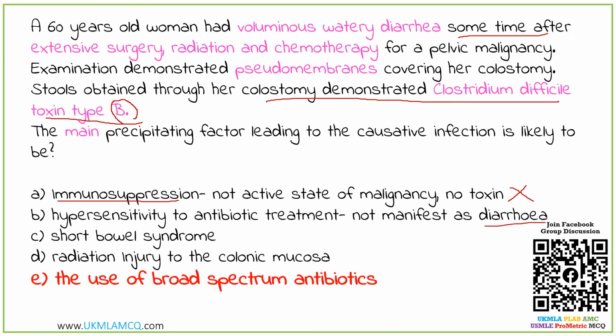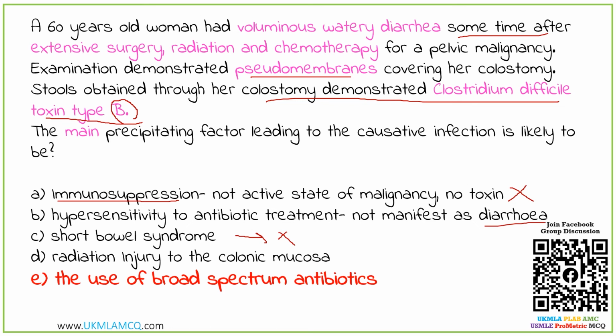Short bowel syndrome is defined as the inability to maintain nutritional, fluid and electrolyte homeostasis while consuming a normal healthy diet following a bowel resection. Of course, it can lead to malabsorption diarrhea, but here we are clearly given the classical history and we are given the diagnosis such as pseudomembranous colitis, and they have found Clostridium difficile toxin type B. So obviously this is not the correct answer.